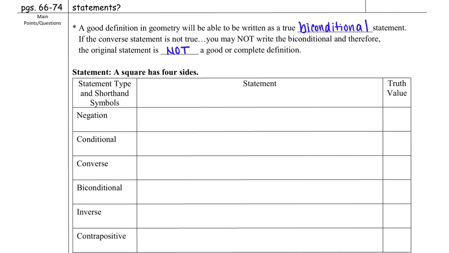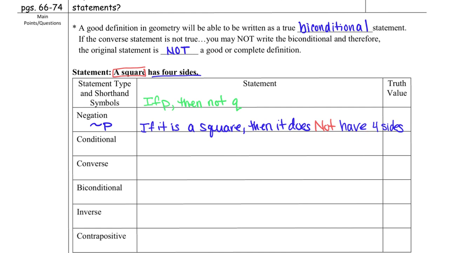So let's get some more practice with these related conditional statements. Your statement is a square has 4 sides. So if we break this up into a hypothesis and a conclusion, let's do the negation. So not P. Remember, when I set this up, I'm going to use if P, then not Q to get my statement in the correct order. So that would mean if it is a square, then it does not have 4 sides. Obviously, the truth value for this would be false.